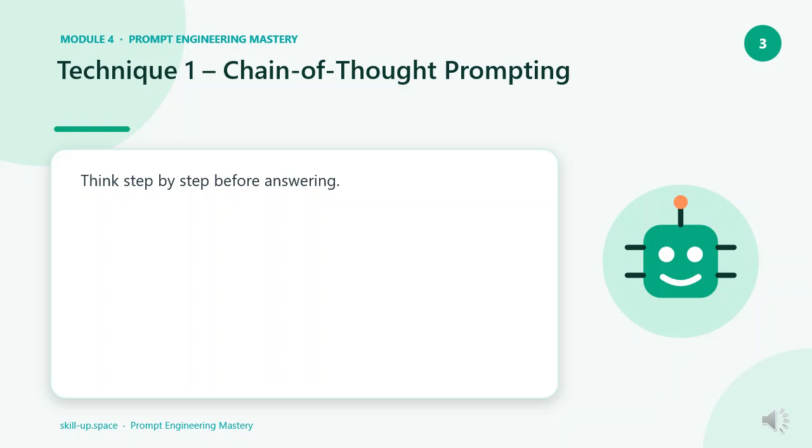The first advanced technique is called chain-of-thought prompting, often shortened to COT. The simple instruction, think step by step before answering, forces the AI to show its reasoning instead of jumping straight to a conclusion. This significantly reduces errors and hallucinations on complex tasks. It works because these models are better at reasoning when they break problems down into steps, just like humans. You can use it by simply adding at the end of your prompt, think step by step before giving your final answer.